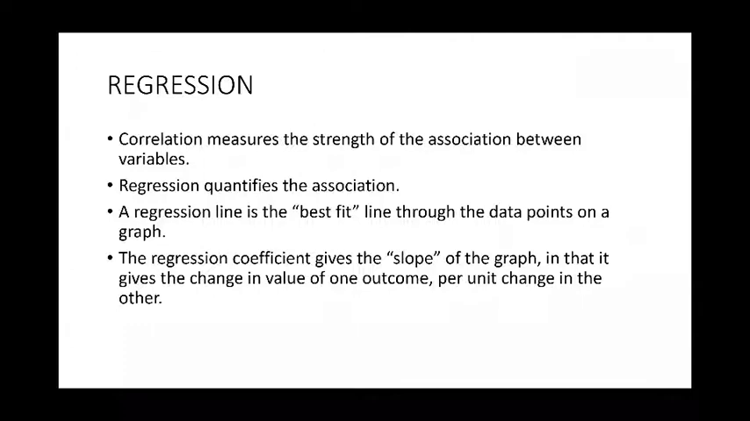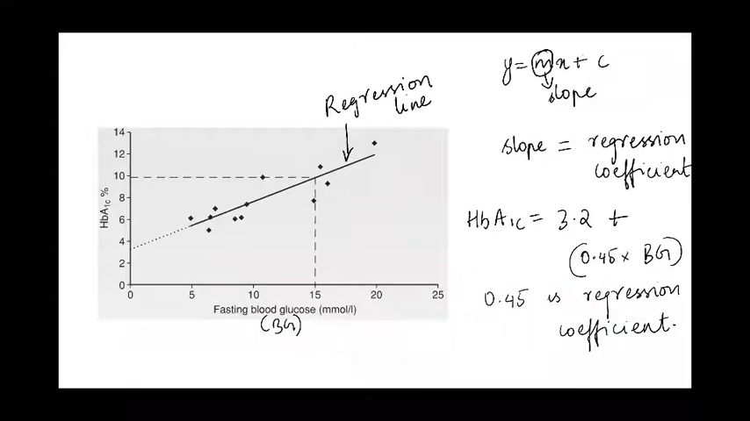So regression. Correlation measures the strength of association between variables. Now regression is the mathematical equation that quantifies the association. So the regression line is the best fit line through the data points. I'll show you the data points. And the regression coefficient gives the slope of the graph, in that it gives the change in value of one outcome per unit change in the other outcome.